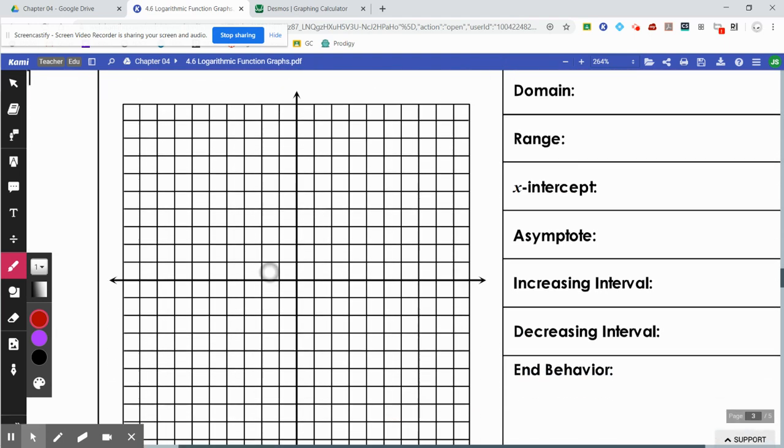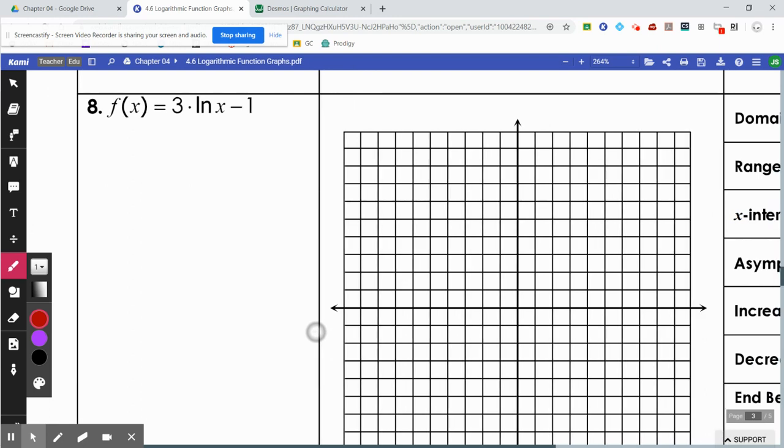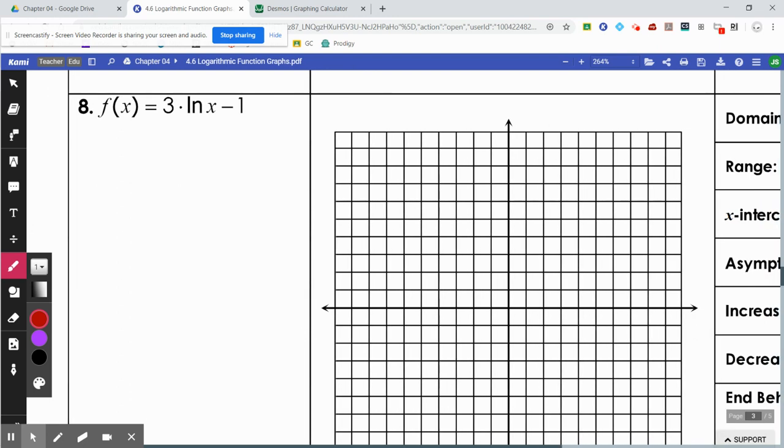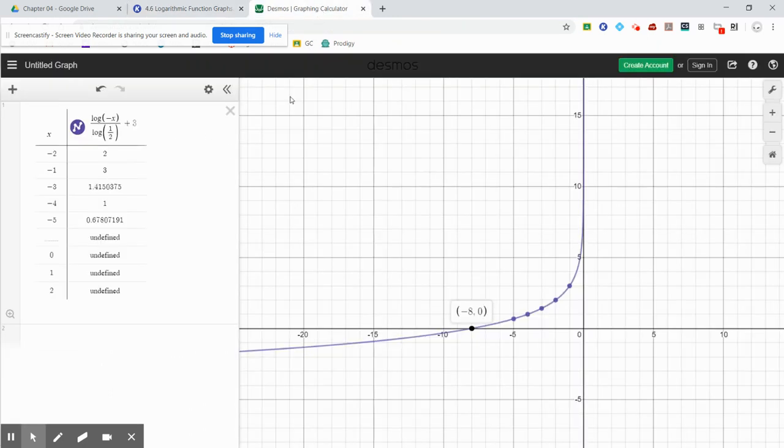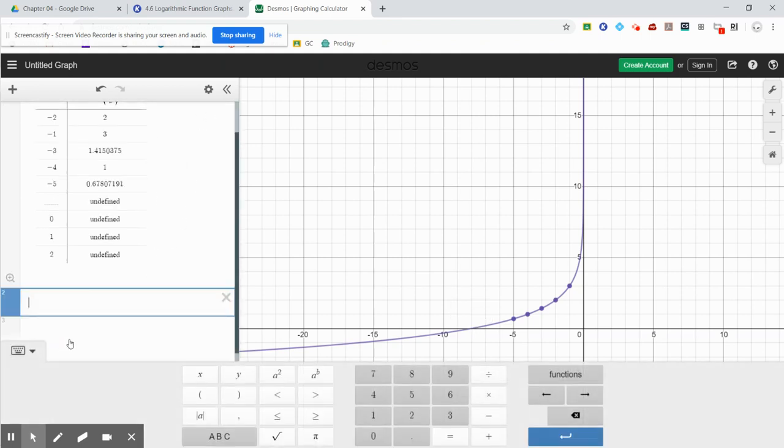Number 8. Y equals 3 times the natural log of x minus 1. And we're actually going to use Desmos for this again. And before I do, let me show you once again on that last problem where I found the log whenever you're ready to graph these.